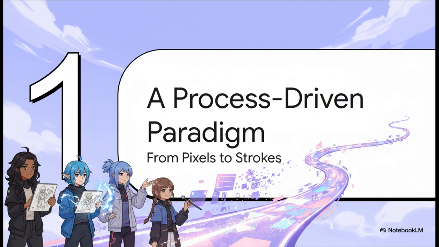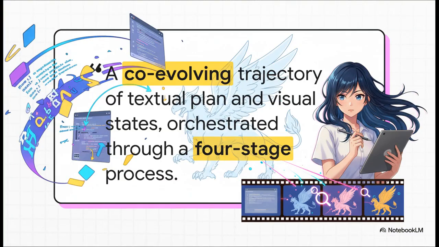It challenges that whole outcome-driven approach. Instead of just focusing on that final grid of pixels, it introduces what they call a process-driven paradigm. It's much more about the journey of creating the image. This quote from the paper really gets to the heart of it. The model doesn't just hallucinate a final image in one go. Instead, it constructs it through this co-evolving process. It creates a text-based plan, generates a visual based on that, and then, critically, it inspects its own work and refines it. It's basically a conversation between the text plan and the visual state.